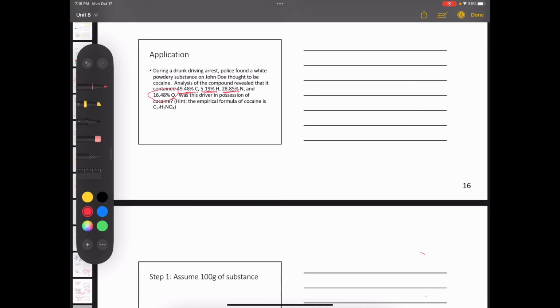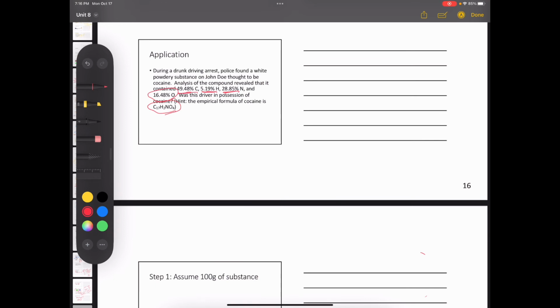So you're in the lab and you did all this testing, and they ask you, can you please confirm the identity of this material? Is it a narcotic substance? Is it cocaine, or is it not? We know the empirical formula for cocaine is C17H21NO4. So based on the composition of the material that was found on John while he was driving: 49% carbon, 5.19 for hydrogen, 28.85 for nitrogen, and 16.48 for oxygen.